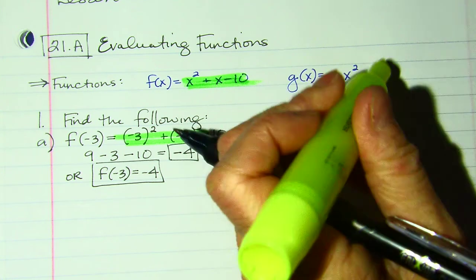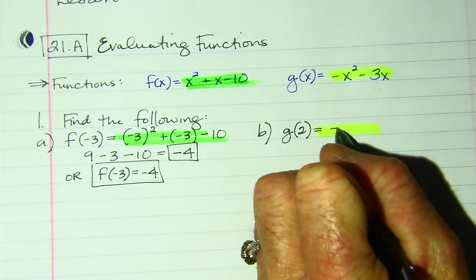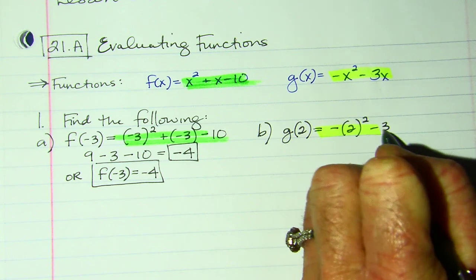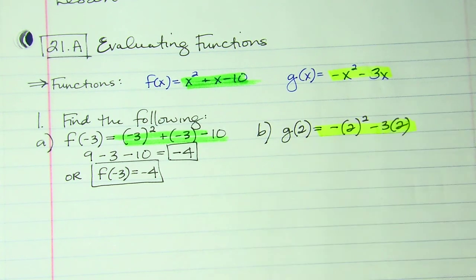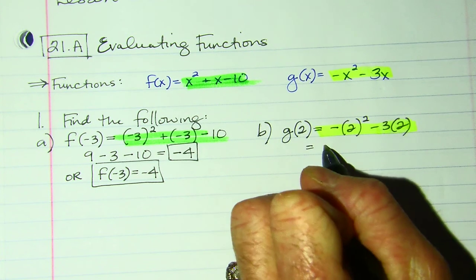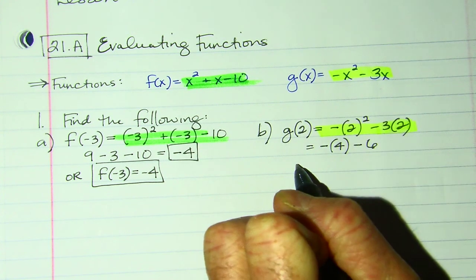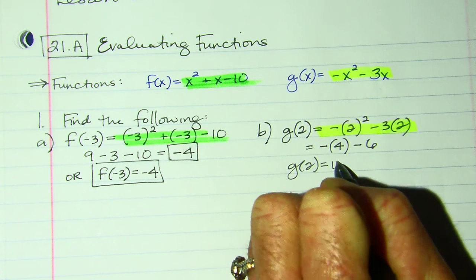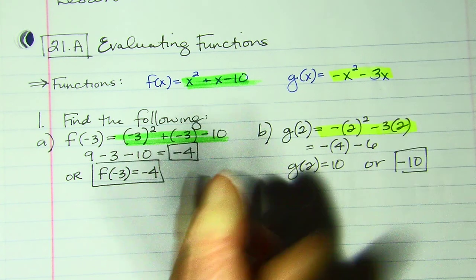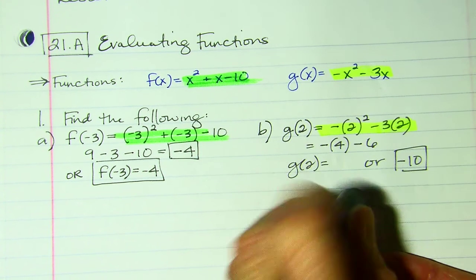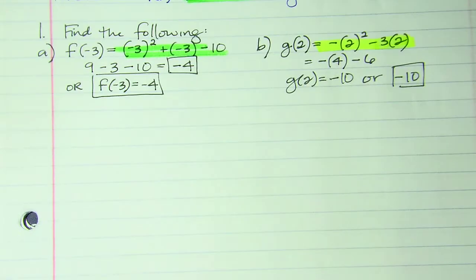Now they mentioned g, so I'm using this function here, and I'm substituting 2 in for x. So hopefully you recognize this from Algebra 2. So that gives me a negative 4 minus 6. So I could say that g at 2 equals negative 10, or you could just circle negative 10. You could write it either way. It's really your preference. I would accept either. Okay, all right, moving on.